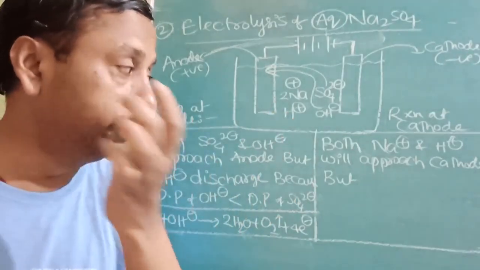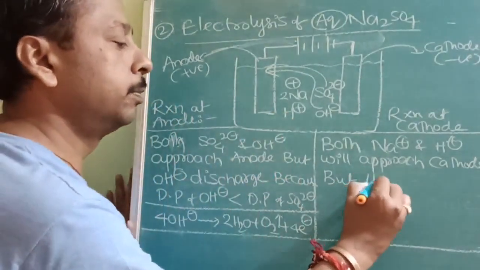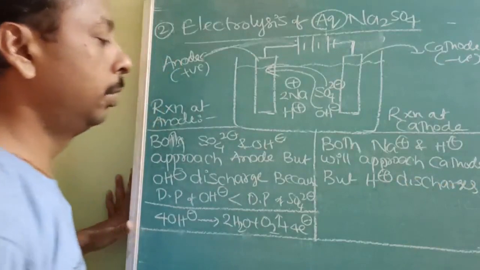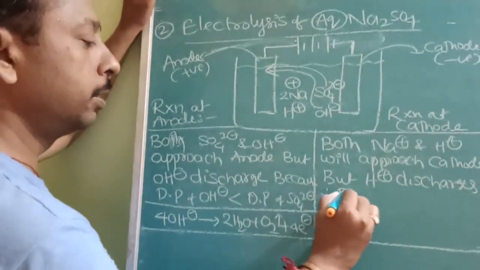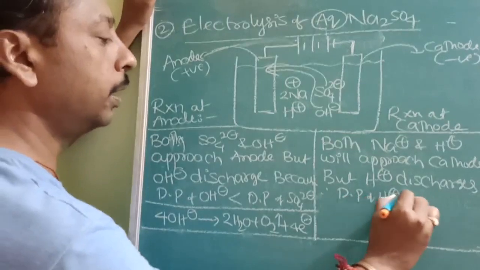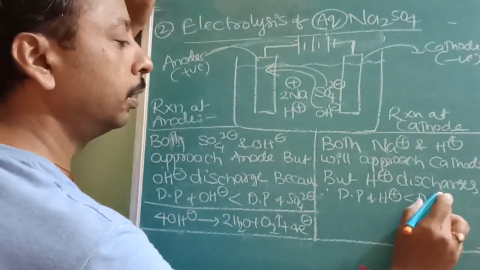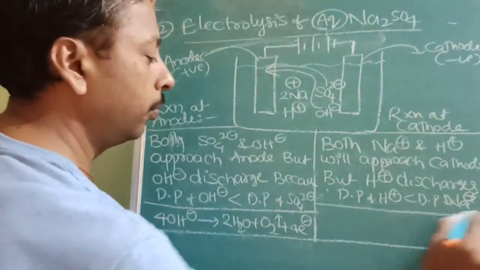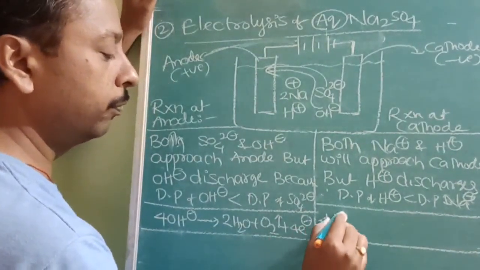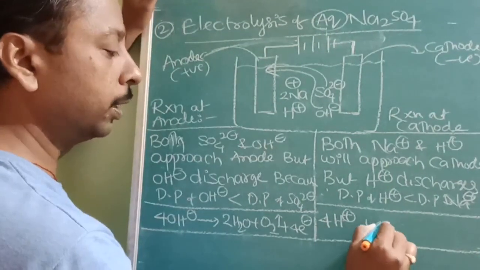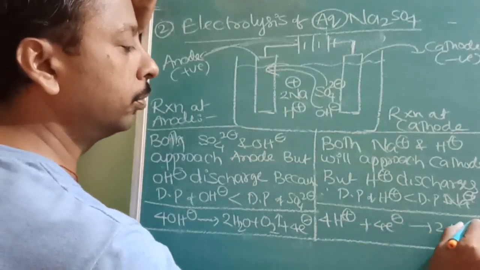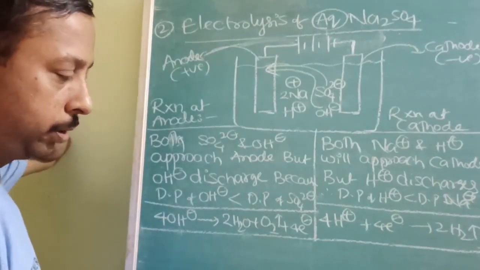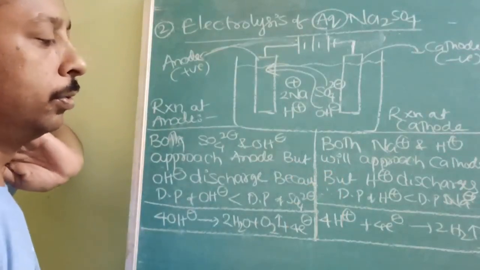Discharge is done more easily by H plus. So H plus discharges. Is it understood? Since the discharge potential of H plus is less than the discharge potential of Na plus. The discharge potential of Na plus is very high. Therefore, here 4 electrons are there. What will I write? 4H plus plus 4 electrons give you 2H2. It will liberate 2H2. How many H2? 2H2 will be liberated.